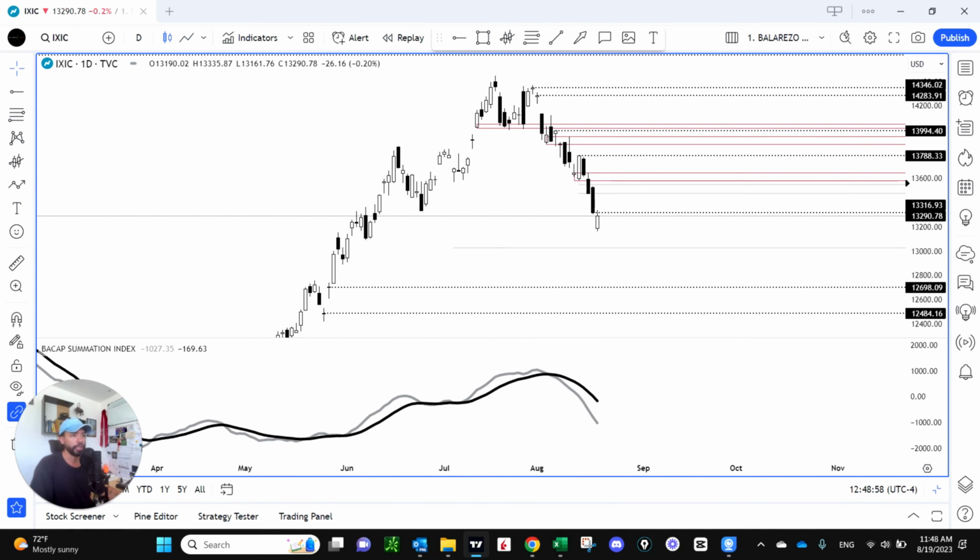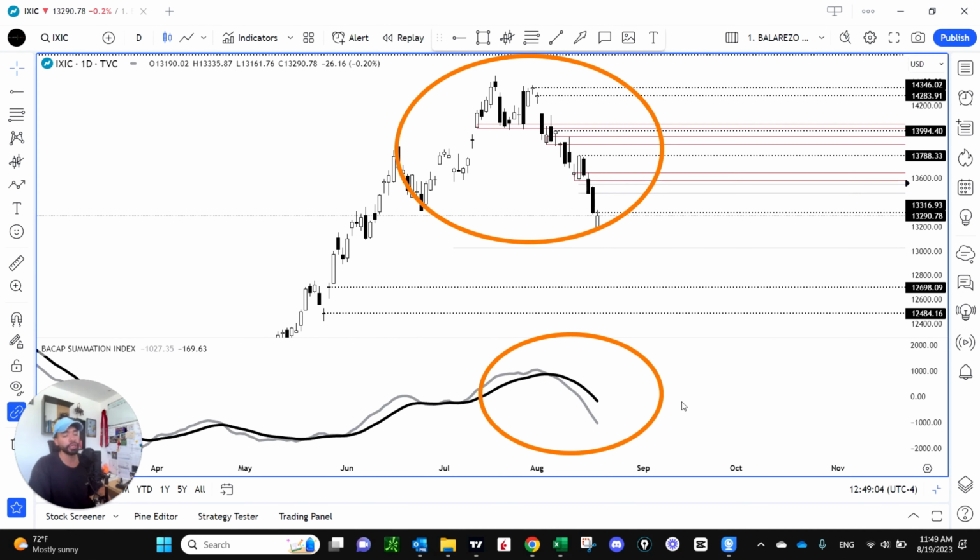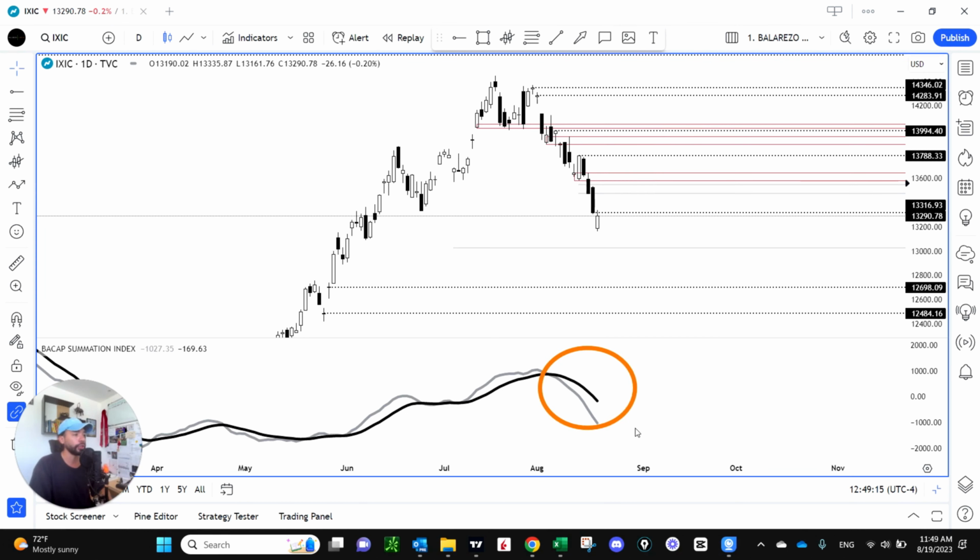This is basically the same price action of the Nasdaq Composite, but this is the summation index of only the Nasdaq Composite. So I'm not taking into consideration the NYSE. I'm only looking at the Nasdaq Composite, and you can see right here that the summation index is also crossing to the downside. So we also have negative momentum in the summation index for the Nasdaq Composite.